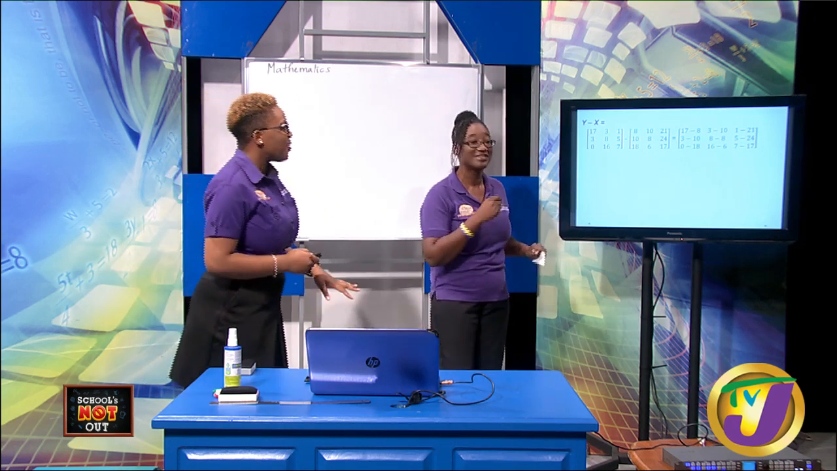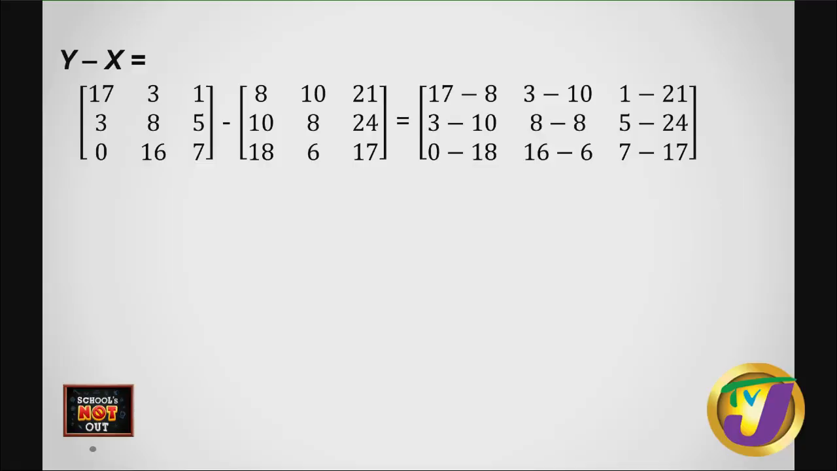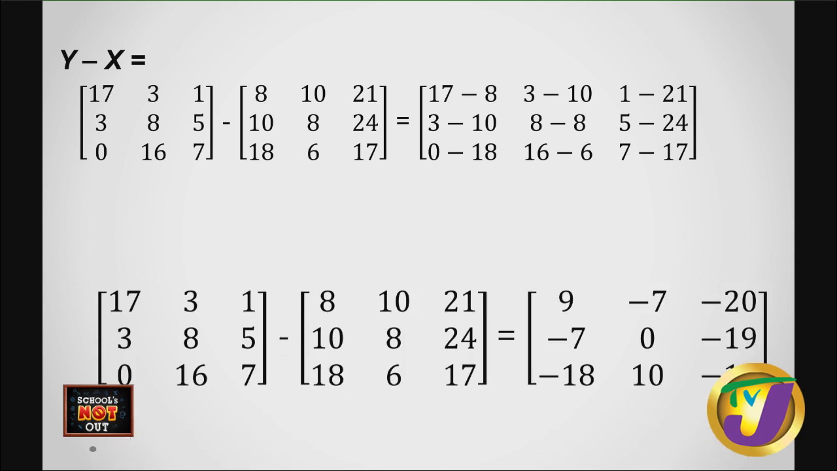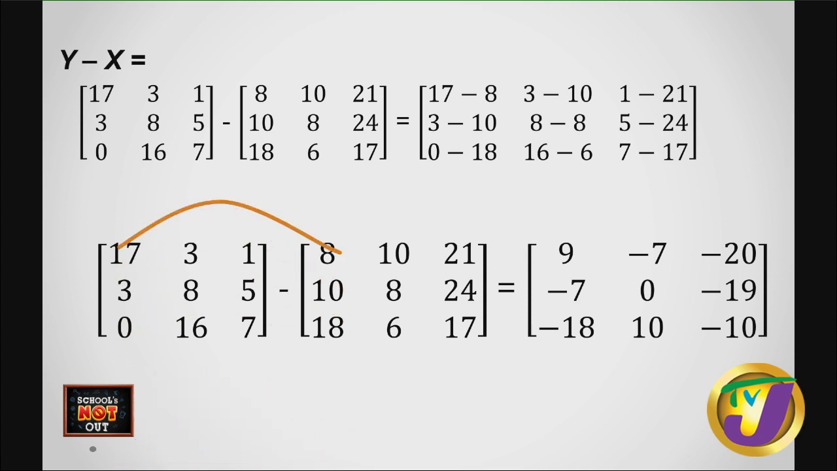So we did indeed subtract the corresponding elements, and this is what we had. We're looking at the second inning first, and then the first inning, so the first matrix is y minus x. The second innings minus what they would have done in the first inning. And so 17 subtract 8 is 9.